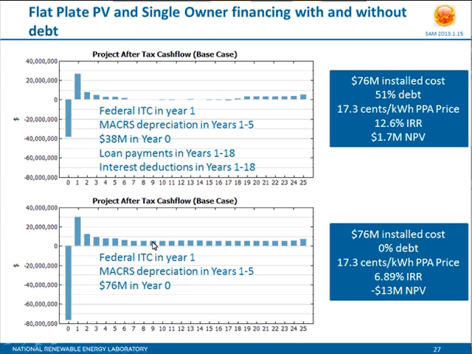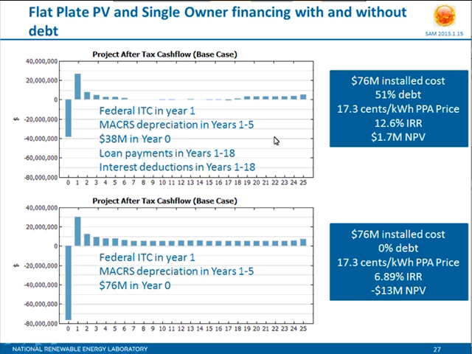This is an 18-year loan. So during the loan period, we get that interest deduction. So that keeps our costs down in the out years. Whereas with the project with no debt, we don't have the benefit of that interest deduction. So it turns out that the system with no debt gives you a lower IRR when you fix the PPA price.